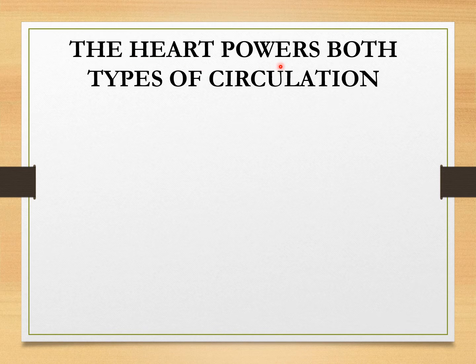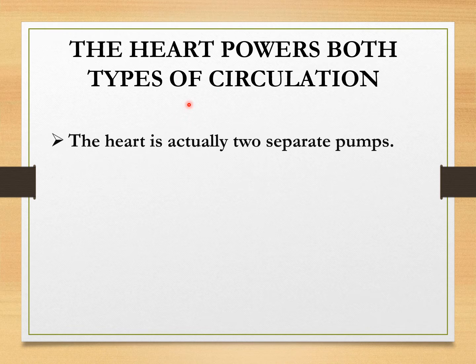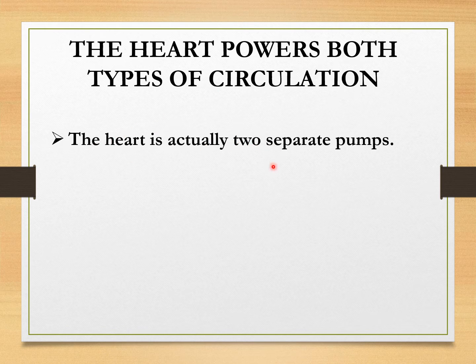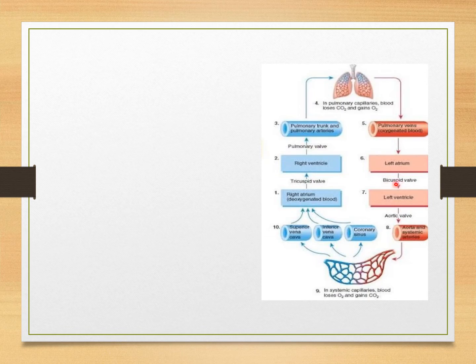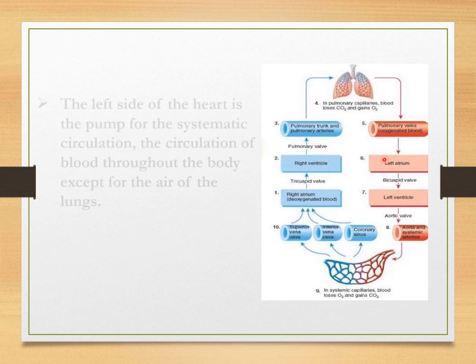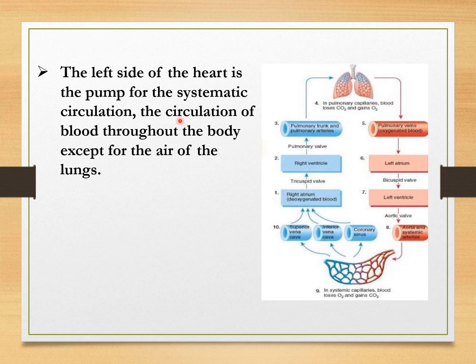The heart is involved both in the systemic as well as the pulmonary circulation. The heart is actually two separate pumps. The left side of the heart pumps for the systemic circulation, and the right side of the heart pumps for the pulmonary circulation. The left side of the heart consists of oxygenated blood brought by the pulmonary vein from the lungs. The systemic circulation circulates the blood throughout the body except for the air sacs of the lungs.